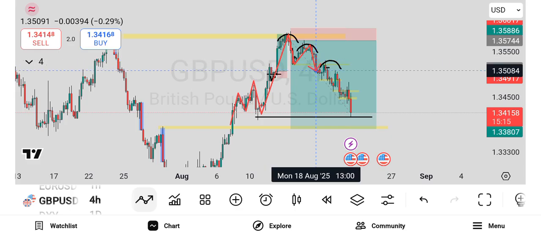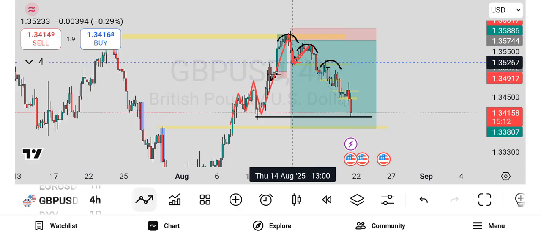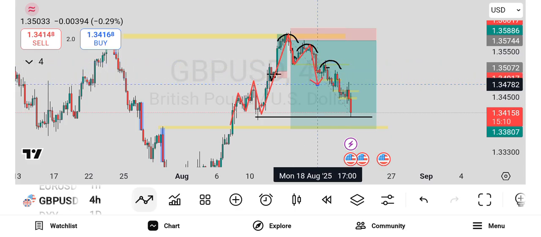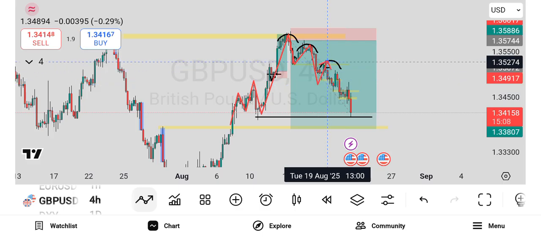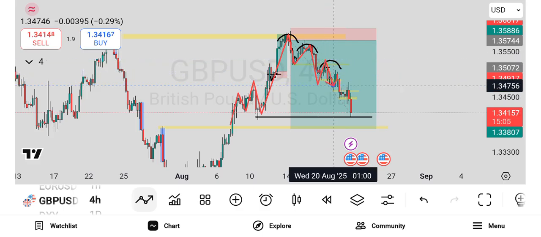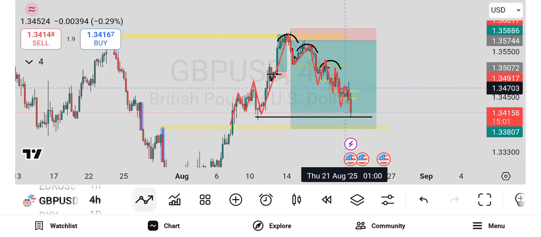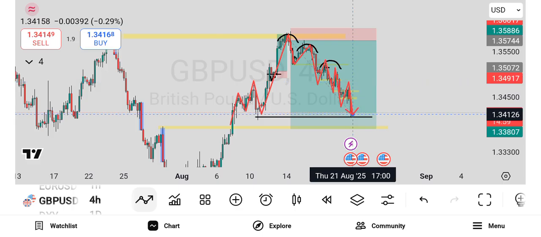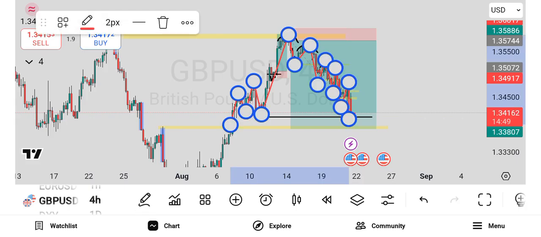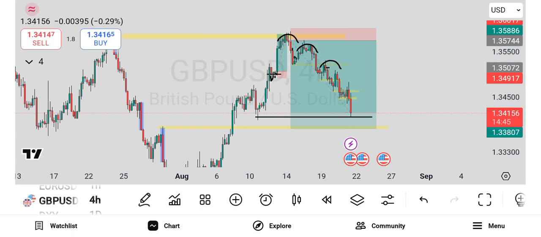So price ended up breaking structure. It broke the previous higher low and then created a lower low, and then it came back to retest, created a lower high, lower low, lower high, lower low, lower high, and a lower low, guys. You have to know market structure. Whenever price is creating lower highs and lower lows, that means price is moving in an overall bearish trend, guys. That means structure is bearish.